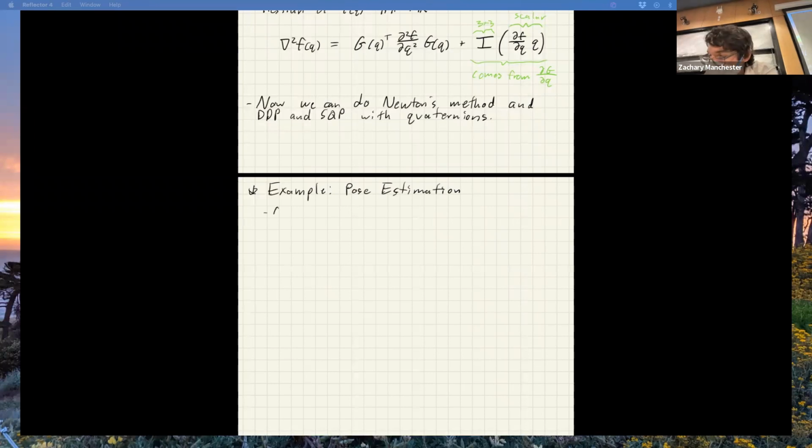So, given a bunch of vectors to known features in the environment, determine the robot's attitude.